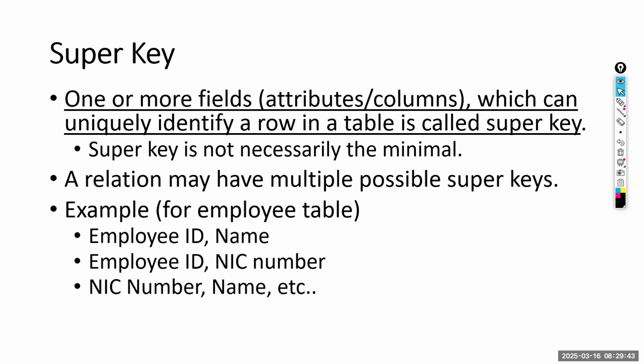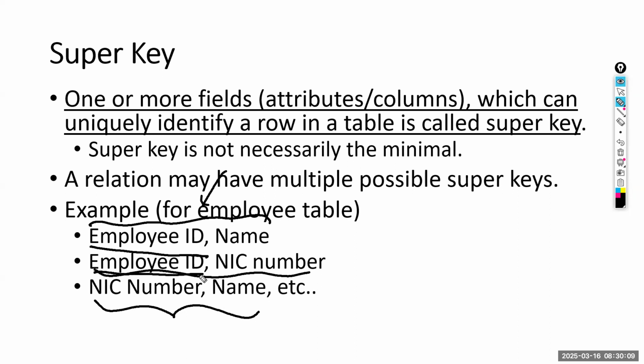So maybe your primary key is employee ID. Then employee ID plus name combination is a super key because this also uniquely identifies, but this is not the minimal. Maybe employee ID plus NIC number, super key. Say NIC number is your primary key, assume. So then NIC number plus name is a super key, but it depends on which one. Now here I assume this is the primary key.